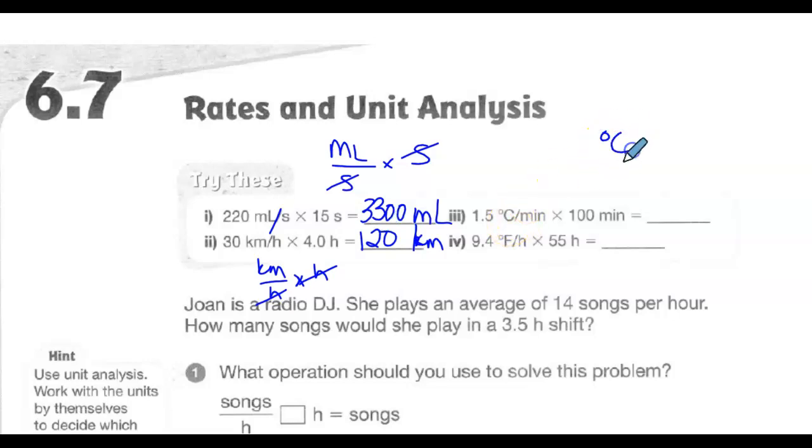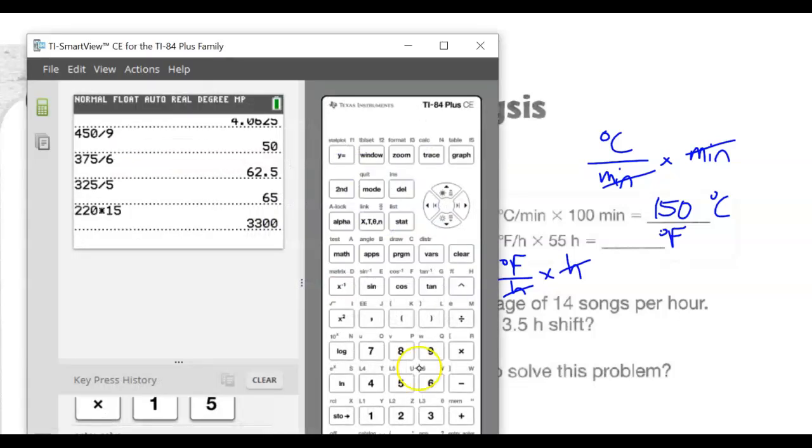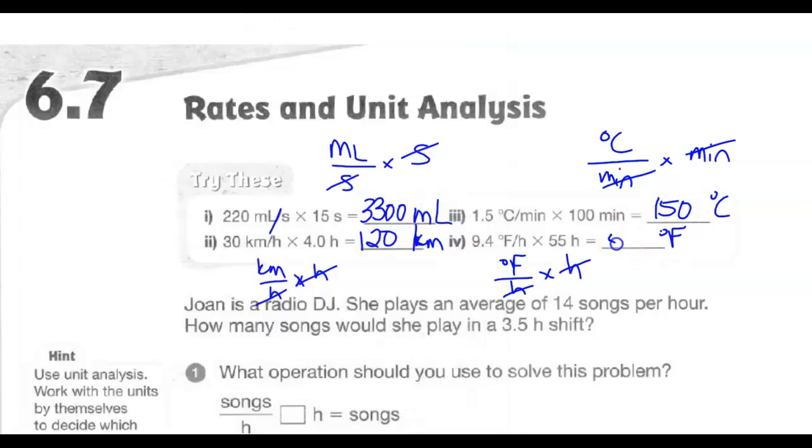Next one's degrees Celsius per minute multiplied by minutes. So you can see those divide out. And so we're left with degrees Celsius. And so 1.5 times 100, we'll move the decimal 2 to the left, so 150. And then here, degree Fahrenheit per hour times hours, so those hours divide out, and we get degree Fahrenheit, so 9.4 times 55. That I can't do in my head. So 517.